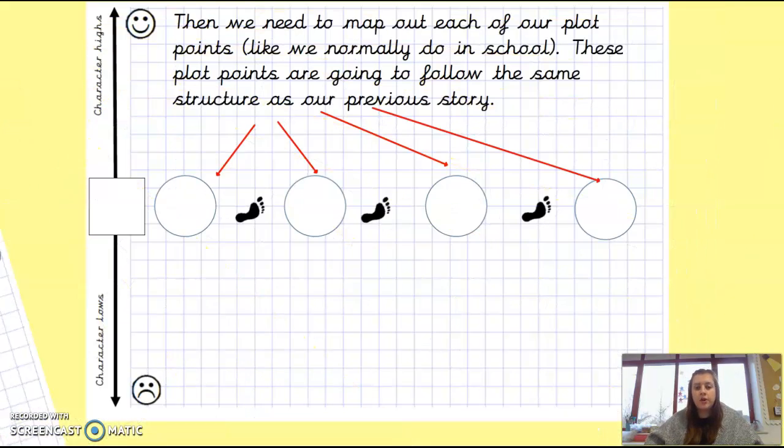Okay, the next thing you're going to do is start to map out each of your plot points like we do in school all the time. So you should be experts at this. These plot points are going to follow the exact same structure as our previous story with Stanley. Okay, so we're doing the same structure, but obviously the content and the context of the crime is going to be different. So we need 4 of our boxes.